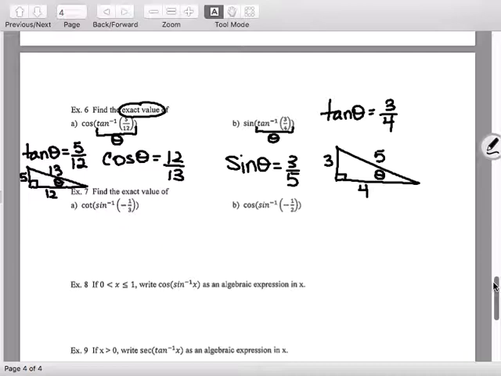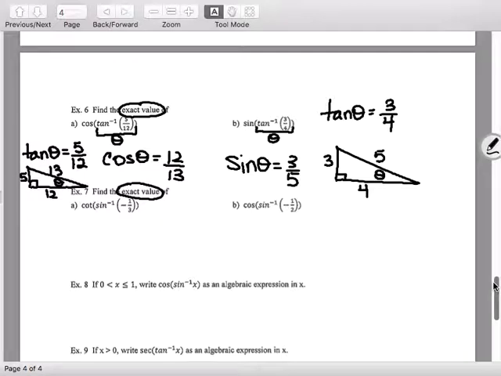So we're just going to ratchet it up just a little bit and go to example 7. It says find the exact value. That means don't touch the calculator. And I want to do the cotangent of inverse sine of -1/3. Uh-oh, I have a negative in there, and it's inverse sine. So where am I located?